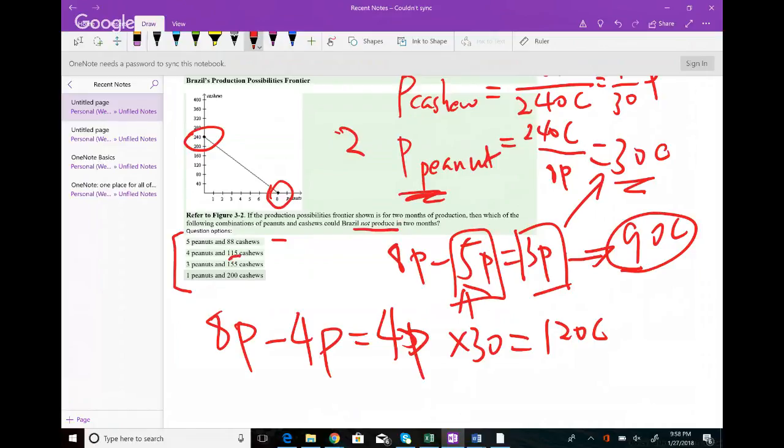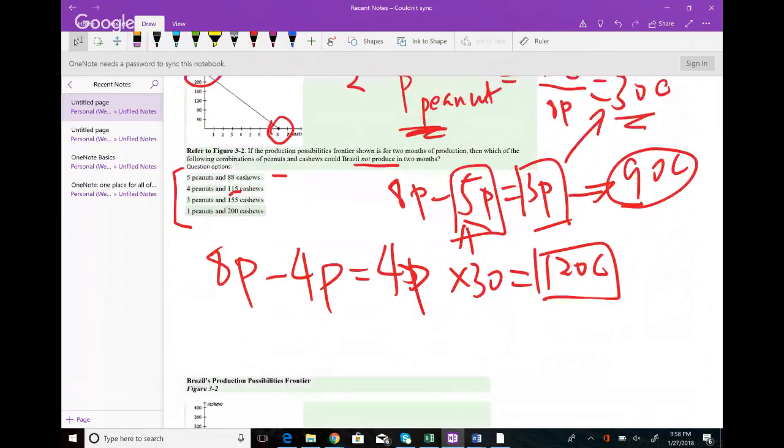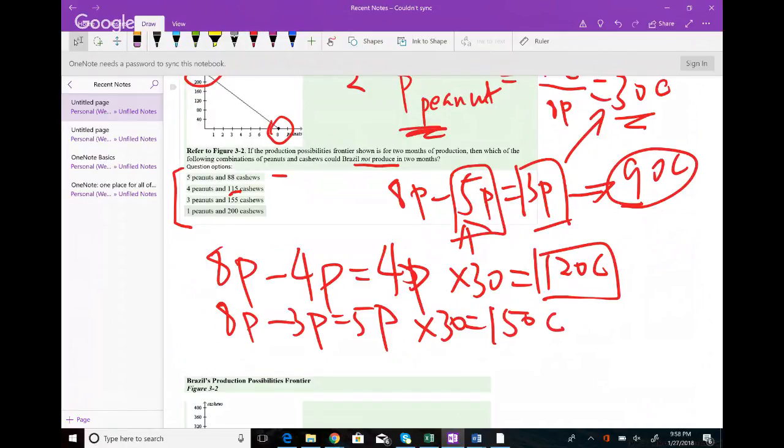Now, that's possible because we can do 120. So 115 is very possible. And then for the next one, if you do 3 peanuts, so we do 8 peanuts, that's our capacity, minus 3 peanuts, that will give you 5 peanuts. Now for 5 peanuts times 30, we have a capacity of 150 cashew.